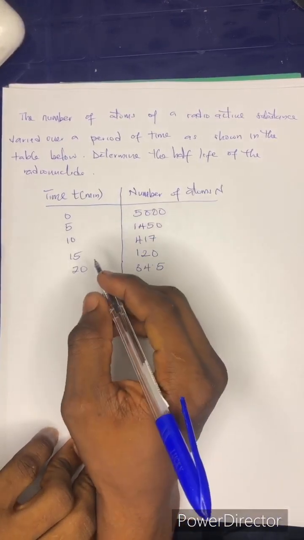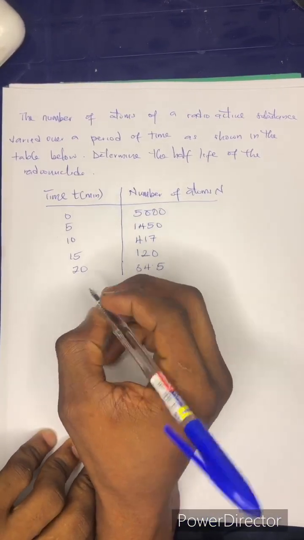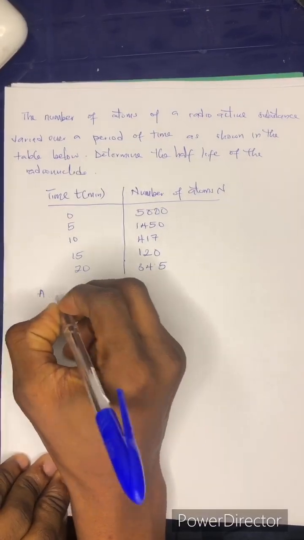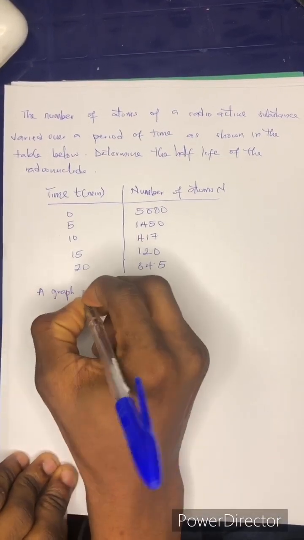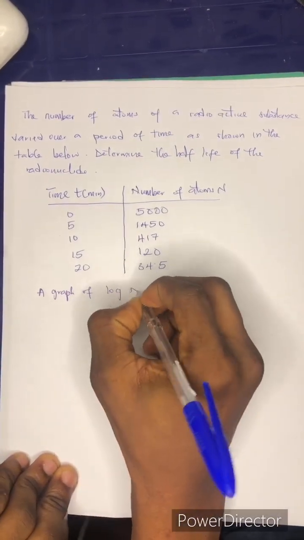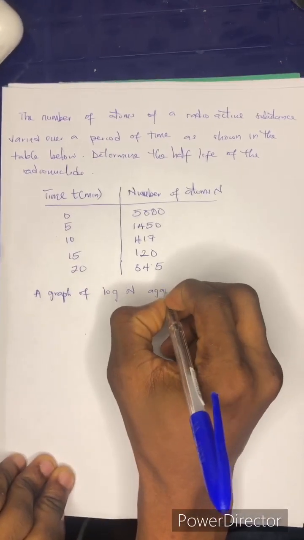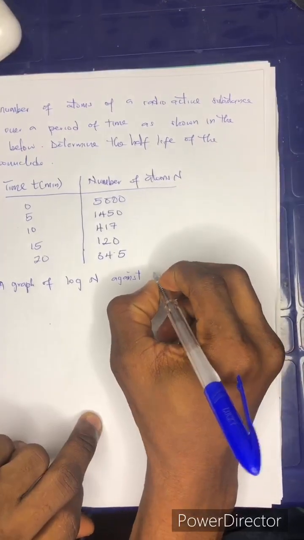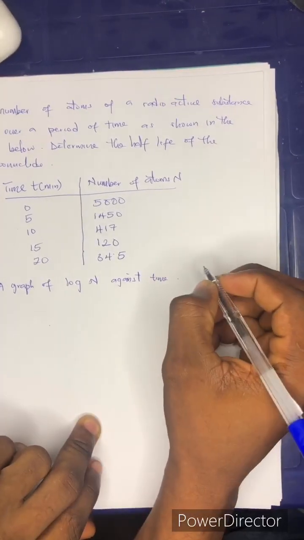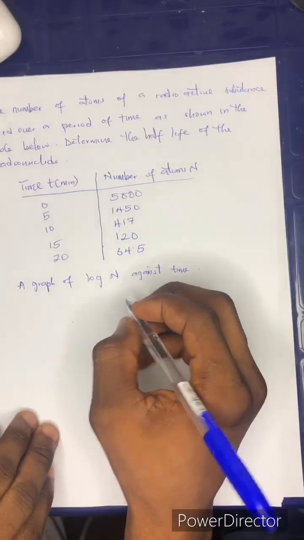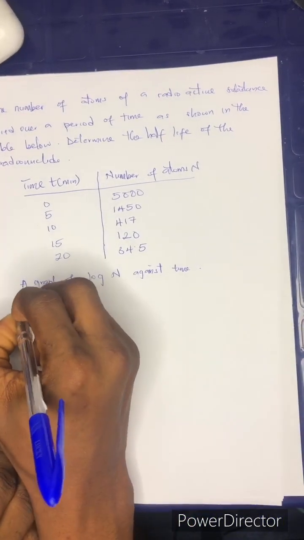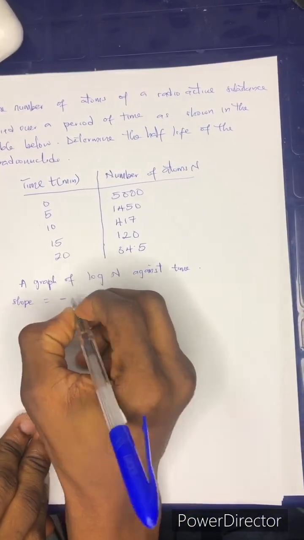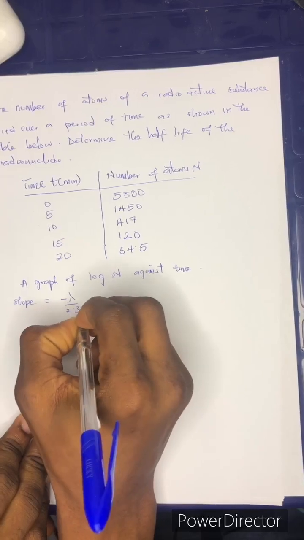Now, to solve this graphically, we have to first of all know what graph is going to be. So it's going to be a graph of log n against time. Are you seeing that? A graph of log n against time. And then our slope will be equal to minus lambda over 2.303.